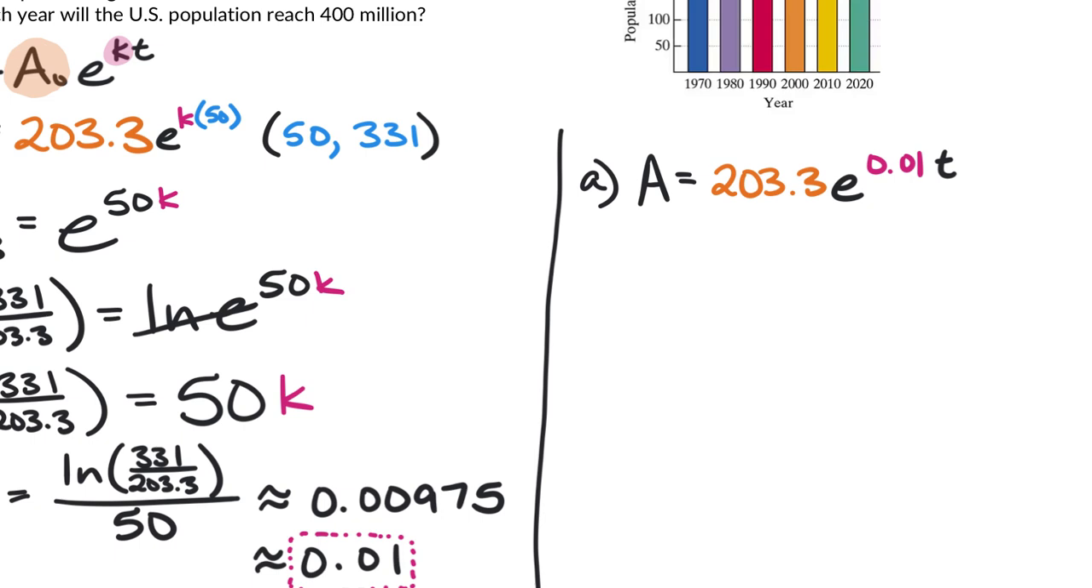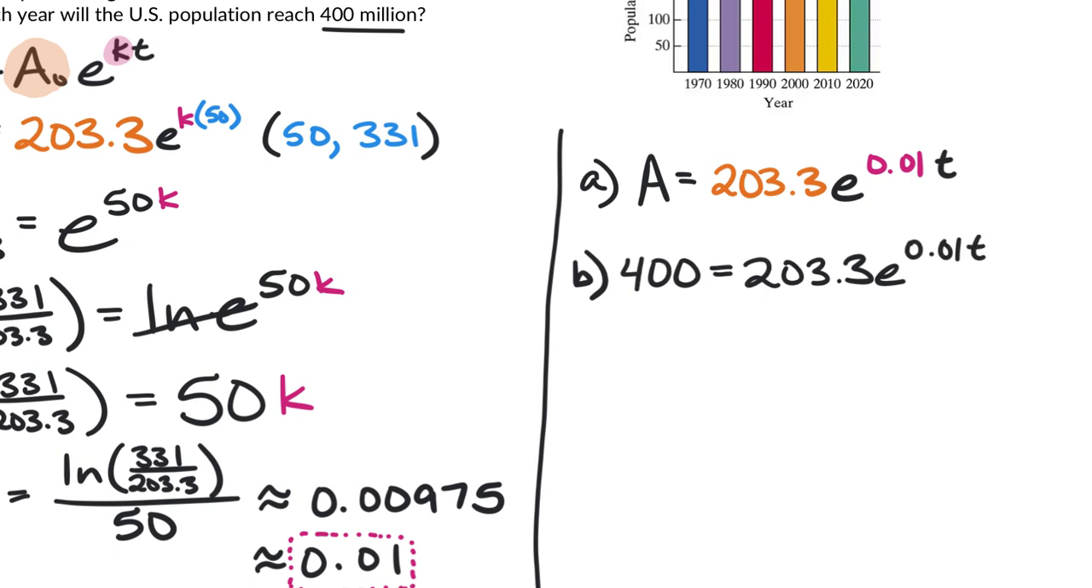Part B here asks, in what year will the U.S. population reach 400 million? Now, did they give us for 400 million, is that an input or an output? Output. So unfortunately, what we have to do with that 400 million is put it on the outside where the final amount would be. So the equation that I'm solving here is 400 equal to 203.3 e to the 0.01 t.